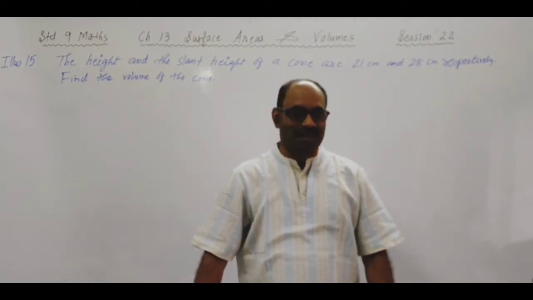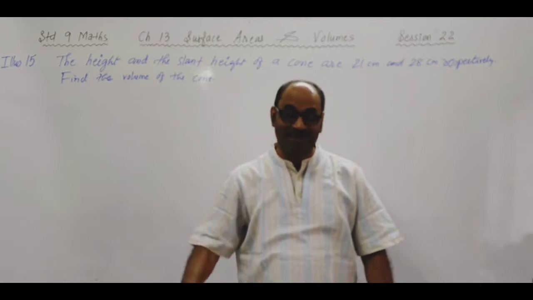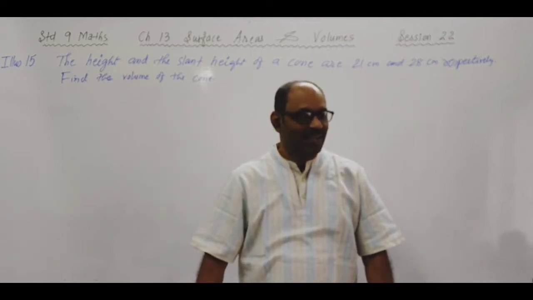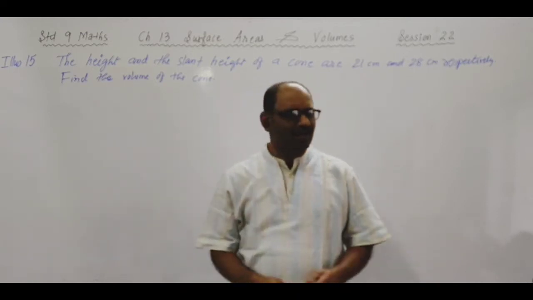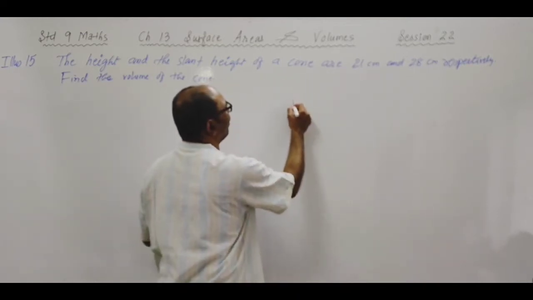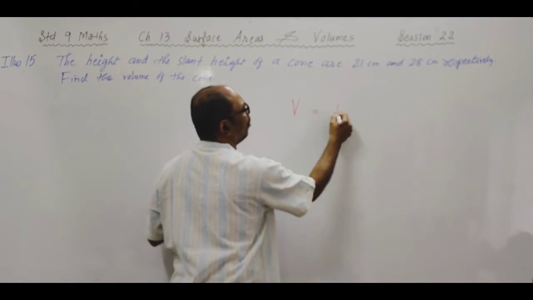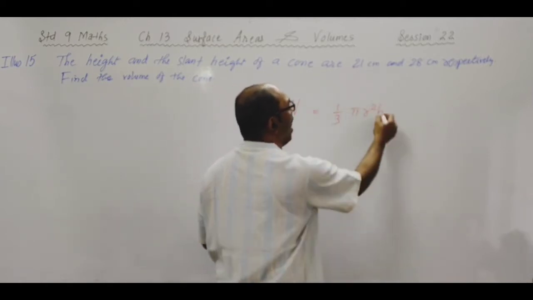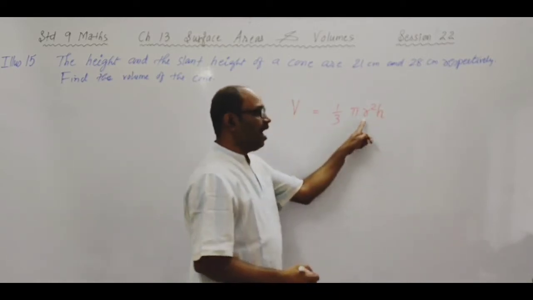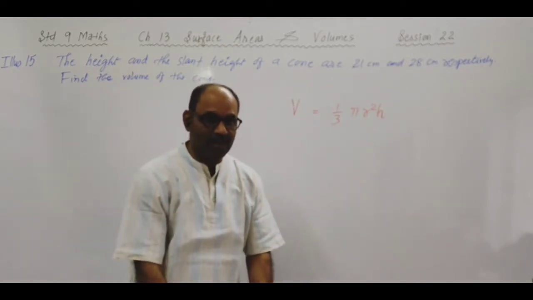Alright. That means what is missing? Radius. So we'll have to use that formula to find radius first. Okay. Find the volume of the cone. I'll write that target. Volume is equal to, tell me the formula, 1/3 pi r square. This r is not in the statement.